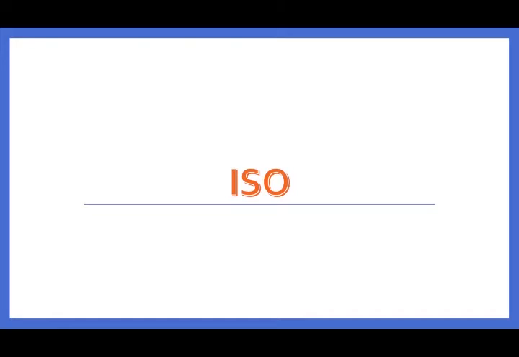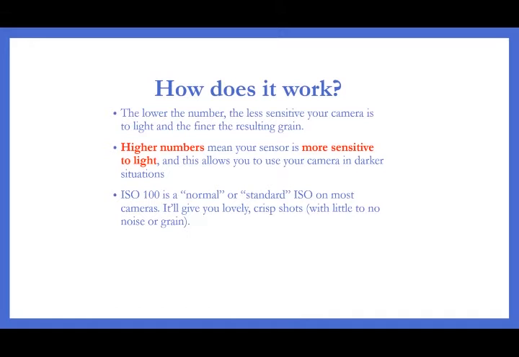So first, let's talk about ISO. How does it work? The lower the number, the less sensitive your camera is to light and the finer the resulting grain. Higher numbers of ISO mean your sensor is more sensitive to light, which allows you to use your camera in darker situations or in a darker room. Normally, ISO 100 is a standard ISO on most cameras. It will give you lovely crisp shots.